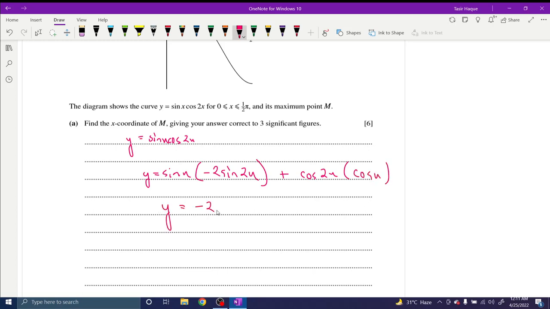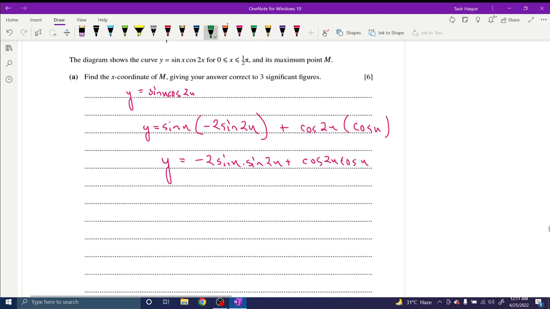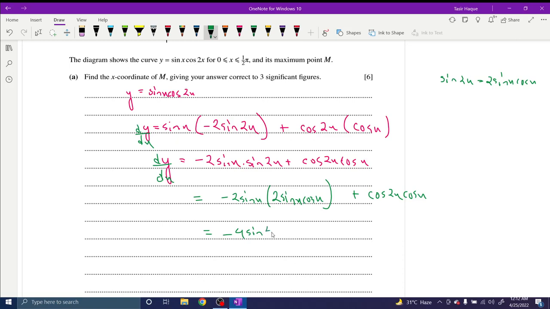So dy by dx is equal to minus 2 sine x into sine twice x plus cos twice x into cos x, okay? So what is the identity of sine 2x? Sine 2x is equal to 2 sine x cos x. So dy by dx equals minus 2 sine x, then 2 sine x cos x, right? Plus cos twice x cos x, or minus 4 sine square x cos x plus cos twice x into cos x.